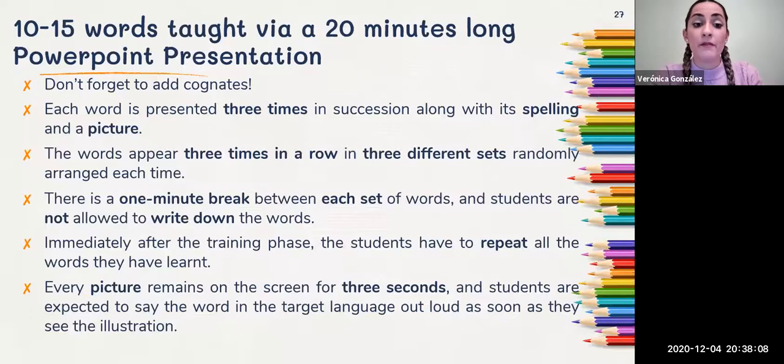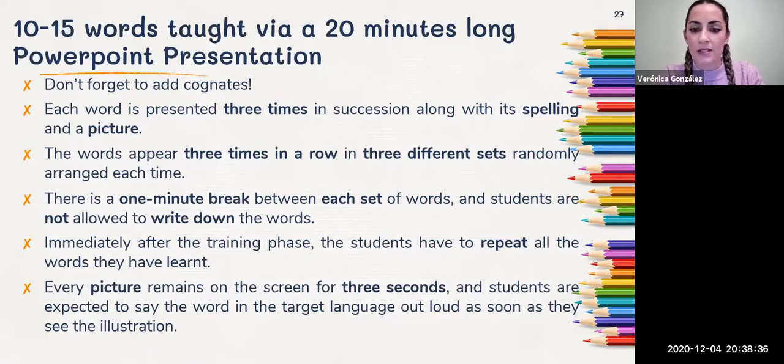So a very good and interesting idea would be to add cognates, especially when it comes to learning pronunciation, but obviously the words. Each word will be presented 3 times in succession along with its spelling and a picture. The words appear 3 times in a row in 3 different sets, randomly arranged each time. There is a 1-minute break between each set of words, and students are not allowed to write down the words.